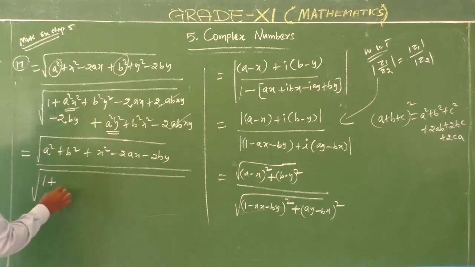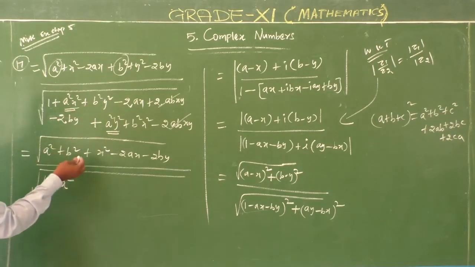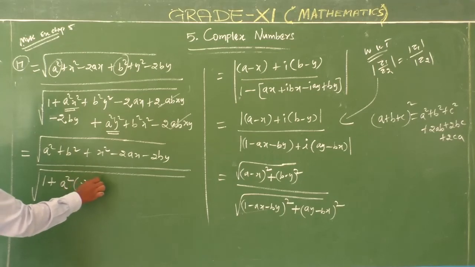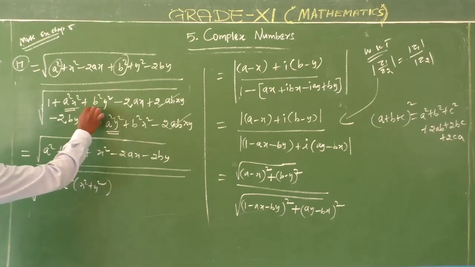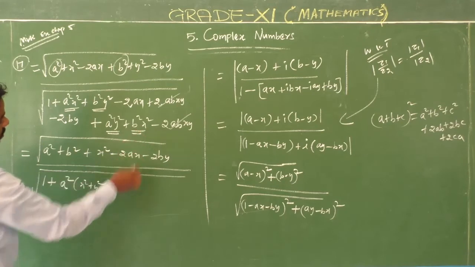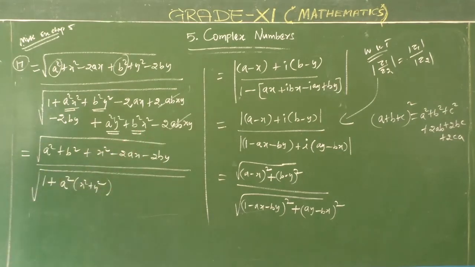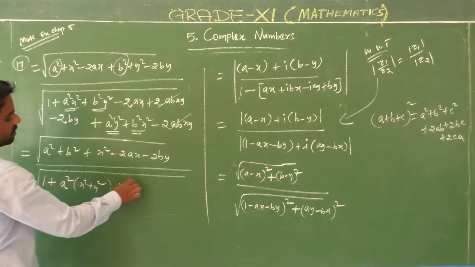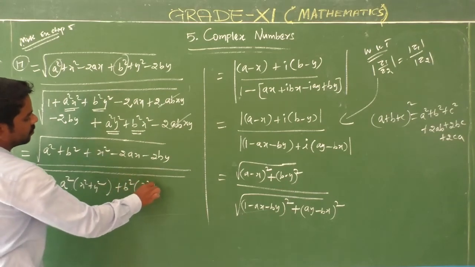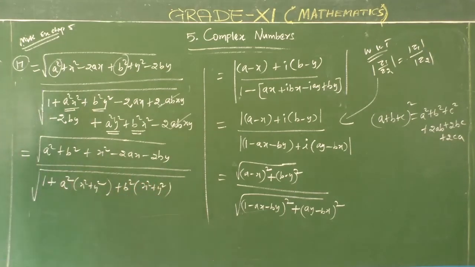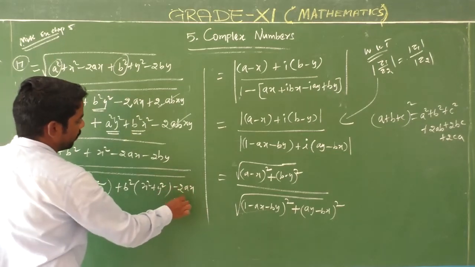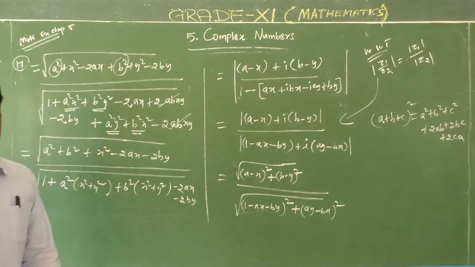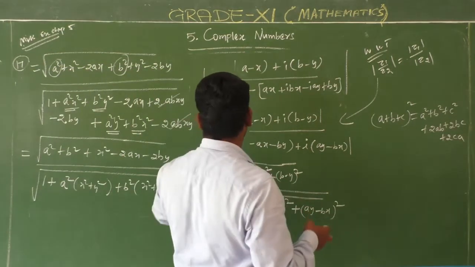So a square of x square plus y square, and b square y square, here b square x square, b square y square. B square is written as b square of x square plus y square, minus 2ax minus 2by. Right.